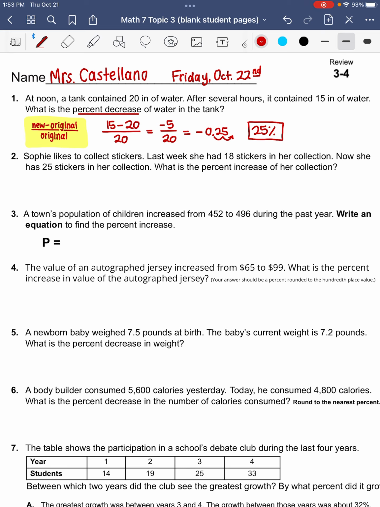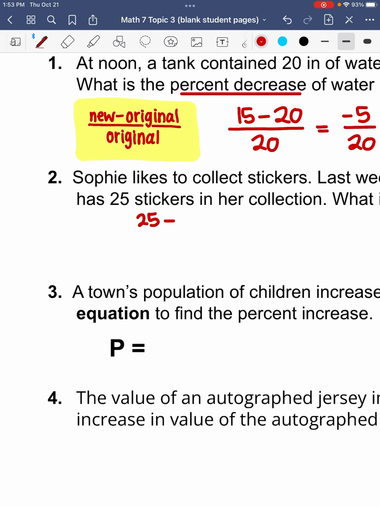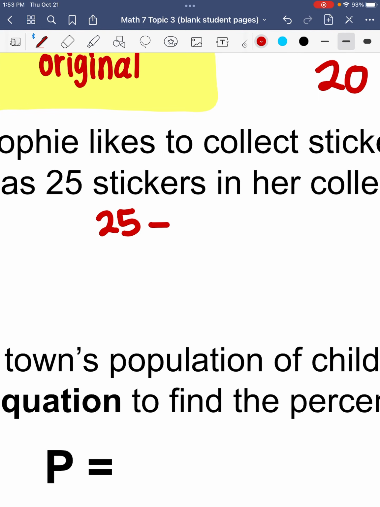Okay, so we're still using the same formula. So I have to look at my quantities and determine which one is my new quantity and which one is the original. So last week she had 18 stickers, but now this week she has 25 stickers. So I know that 25 is my new quantity. So I'm going to start with 25. So 25 minus our original quantity, which we said was 18. So 25 minus 18, and I divide all of that by 18.